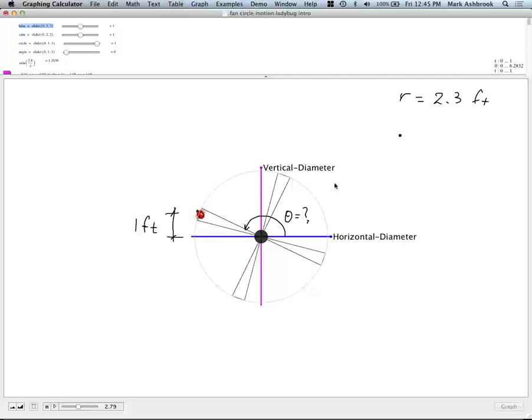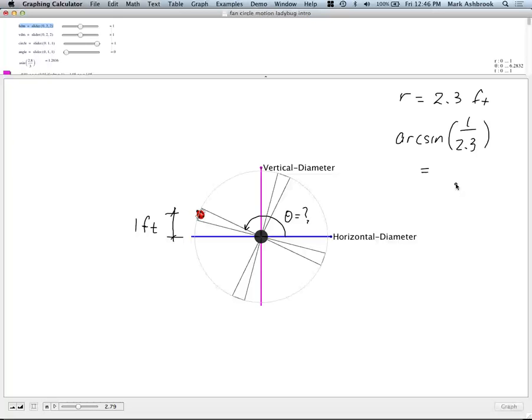So, we're going to use arcsine, but what are the units into arcsine? Radius lengths. Can we put 1 foot in there? No. How many radius lengths are we above? That's what we need to put in there. So what fraction of a radius, or how many radius lengths? 1 over 2.3. Okay, so find that value in your calculator. You're going to go second sine, and then parentheses 1 over 2.3. And this is going to give us an angle.